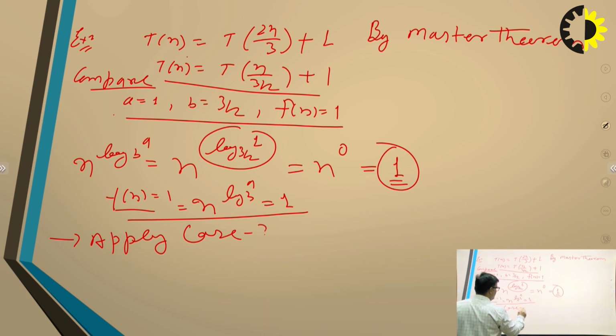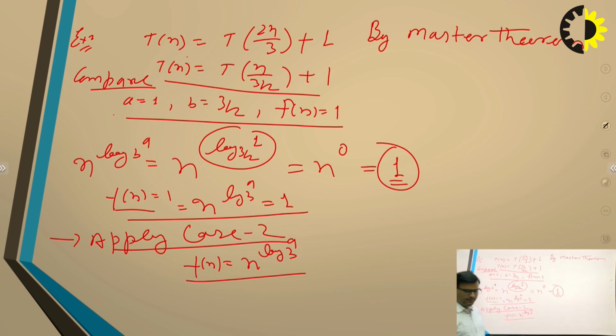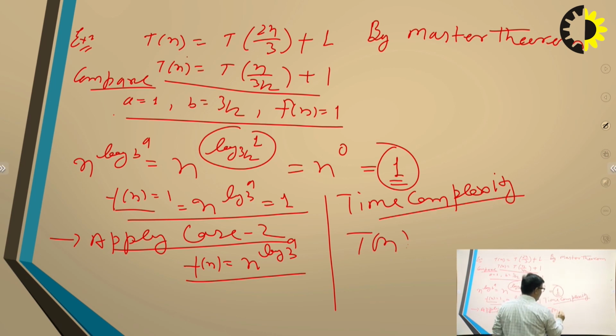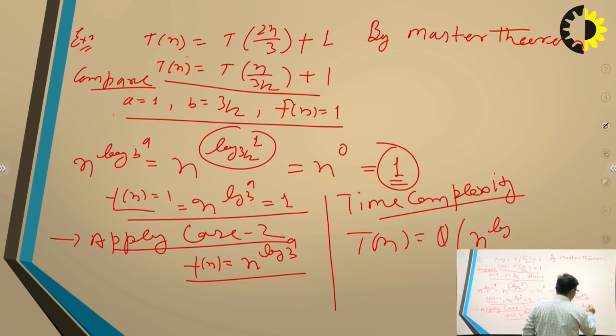Apply case 2. Okay. F(n) equals n to the power log a base b, then the time complexity T(n) is big O, T(n) equals n to the power log a base b, log n.